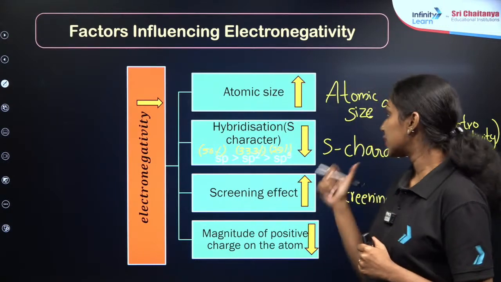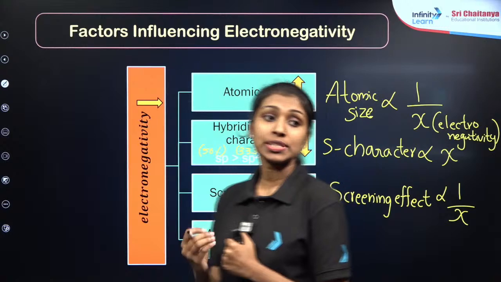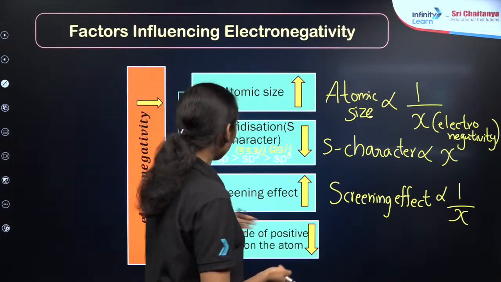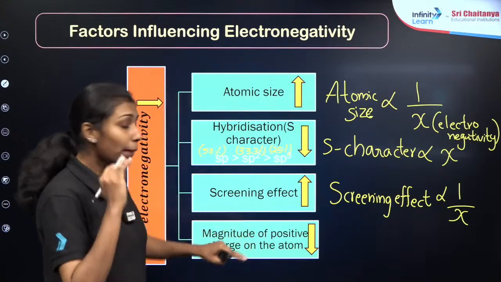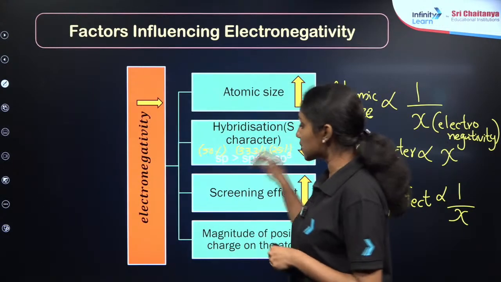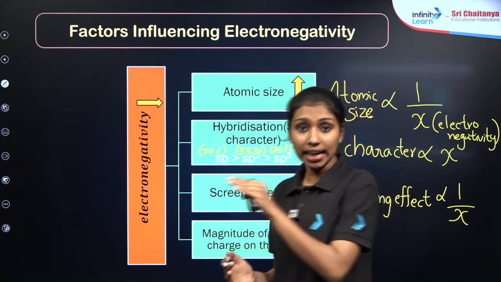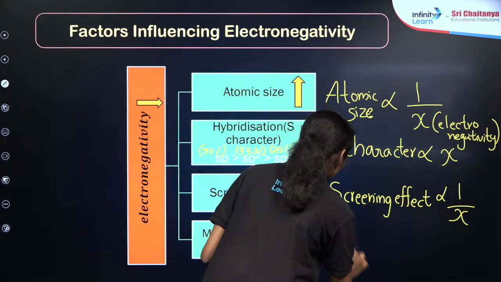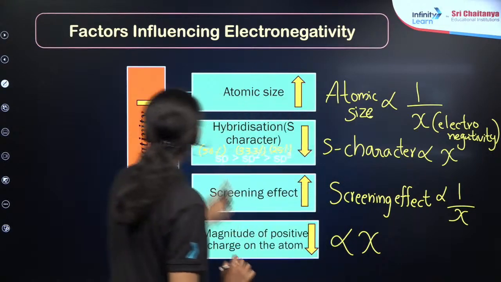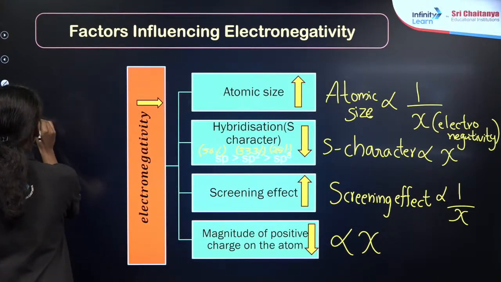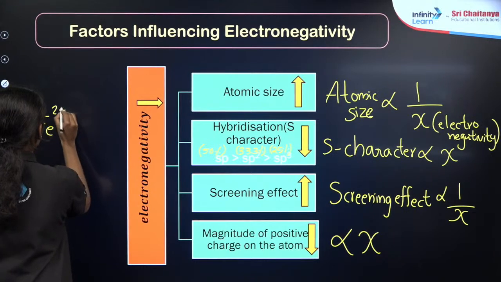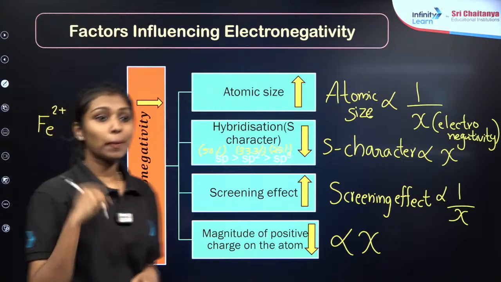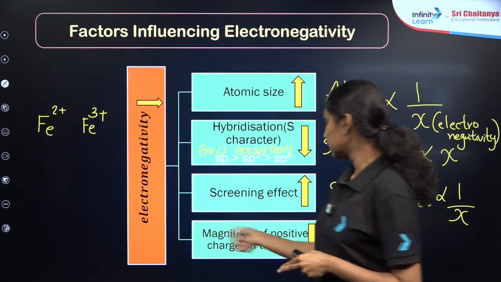The last factor affecting electronegativity is the magnitude of positive charge on the ion. Which means that as the magnitude of positive charge on the ion increases, the electronegativity also increases. There is a directly proportional relationship. For example, if I take Fe2+ and Fe3+, which one has the maximum electronegativity according to this particular factor?